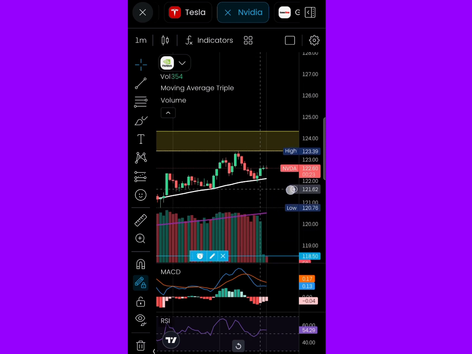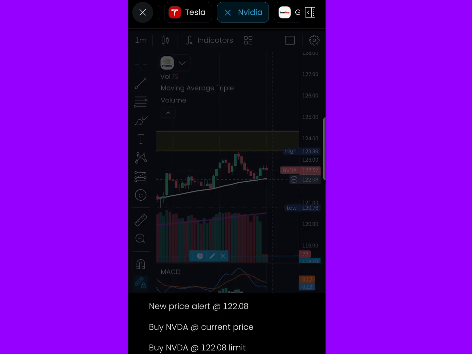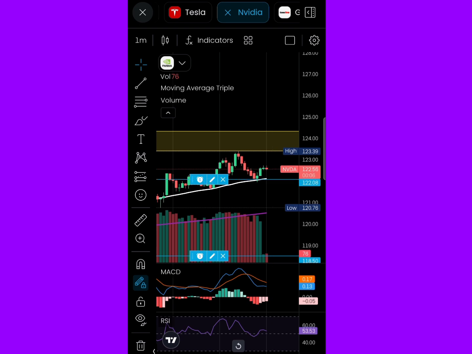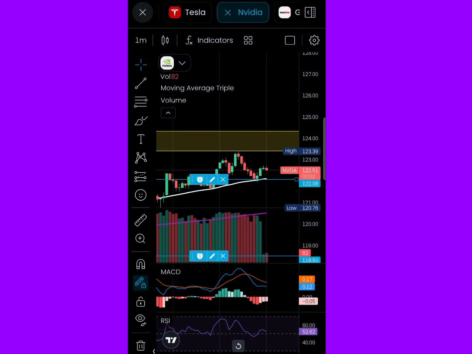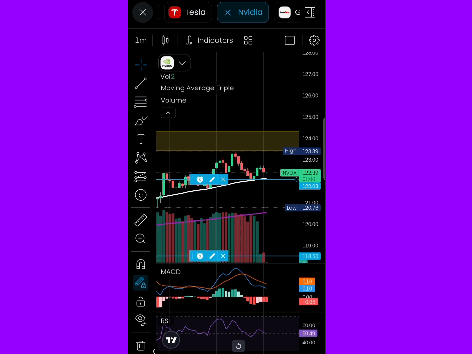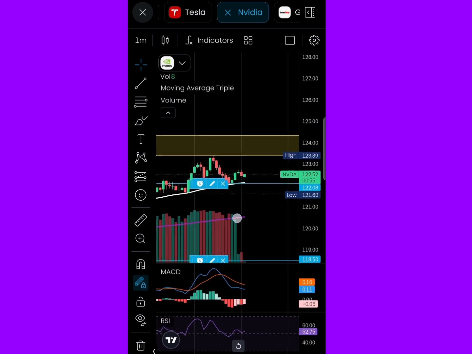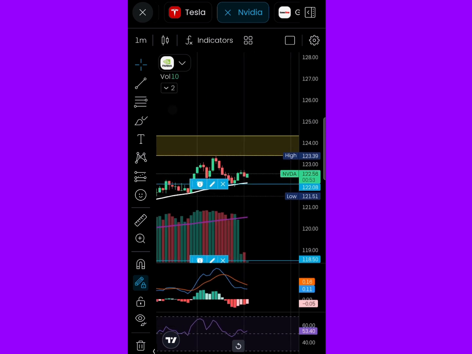So I'm trying to see if NVIDIA can hold this 50-day moving average and make its way back up to 124 at least. If it breaks below here, if it breaks below the 122, where I'll put an alert, then I know that it obviously doesn't have enough strength to take price action back up to that resistance that I mentioned. And then obviously I'll be out of the trade.